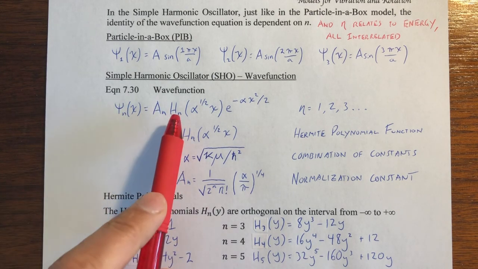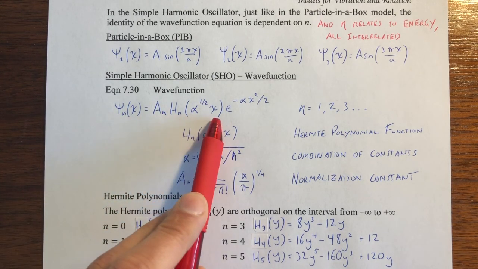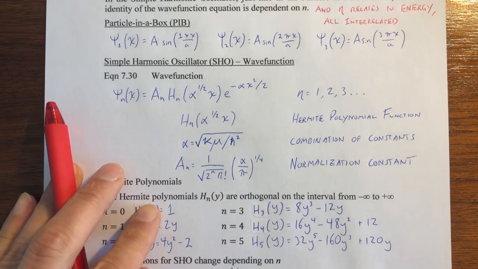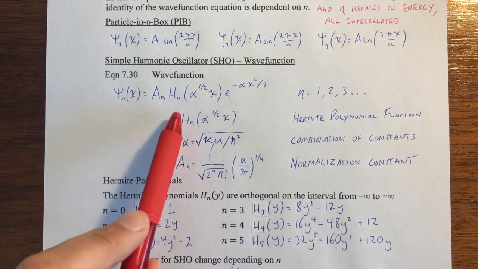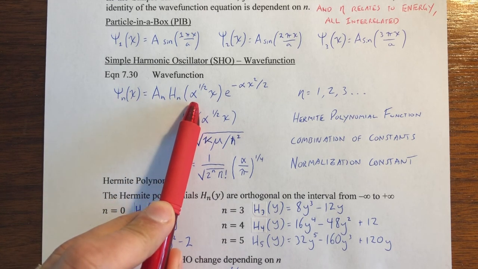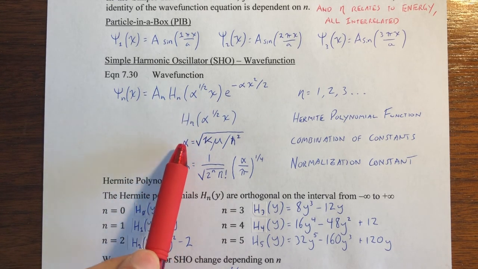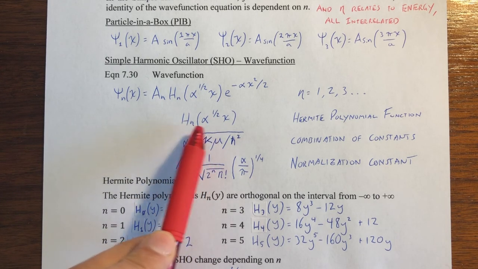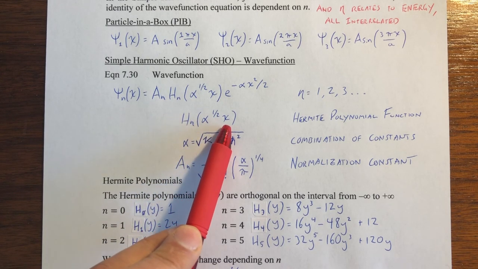This entire species here is our Hermite polynomial function. So this is a function. This is H of alpha raised to the 1/2 times x.